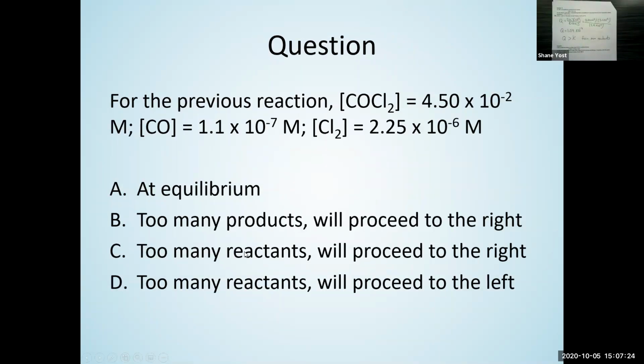All right, so same problem, just now different concentrations for COCl2. Again, the reaction was COCl2 forming CO plus Cl2, and that equilibrium constant was 2.19 times 10 to the minus 10. So same question: is this at equilibrium? If not, what do I have too much of? What direction is it going to be going?